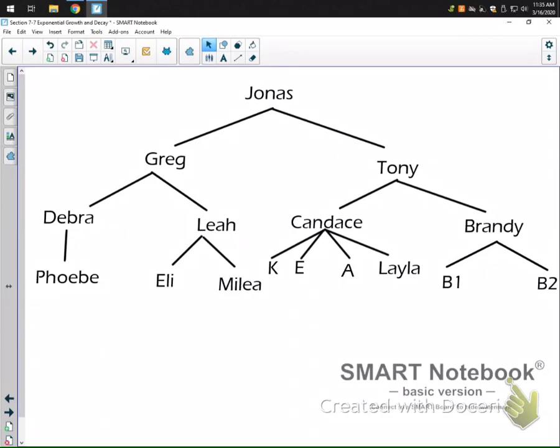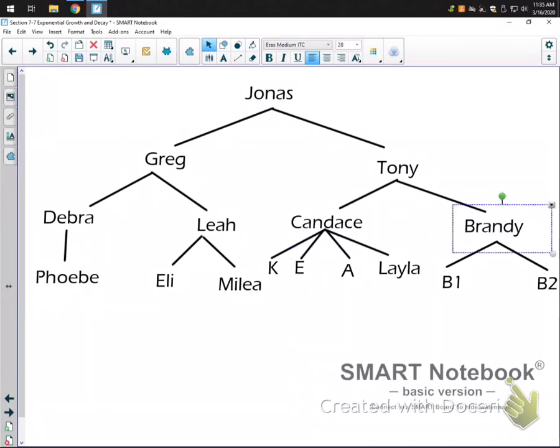My Grandpa Jonas had 2 boys. Greg is my dad, some of you know him, bus driver Greg. And then Tony, which is my dad's brother. And then my dad had 2 girls, Deborah and Leah. So far, my sister has had a little girl named Phoebe, and I've had Eli and Miley. My Uncle Tony had a daughter named Candace and a daughter named Brandy.